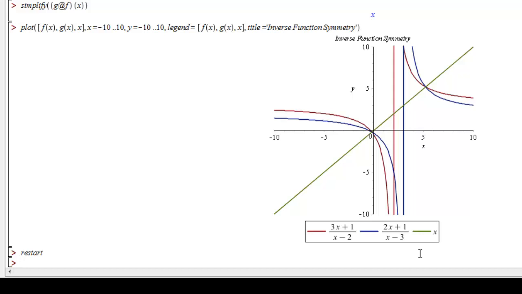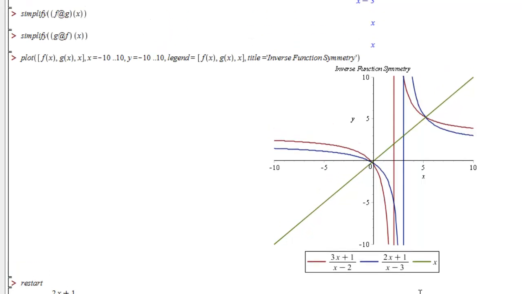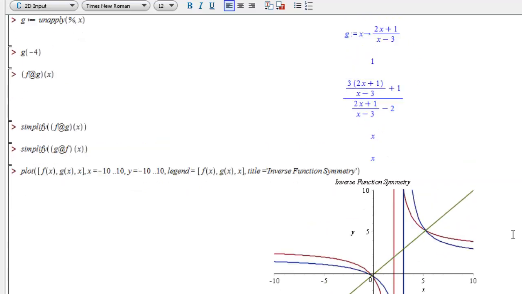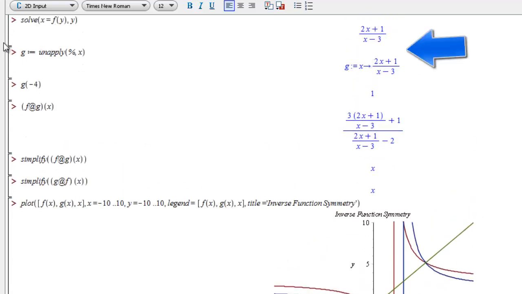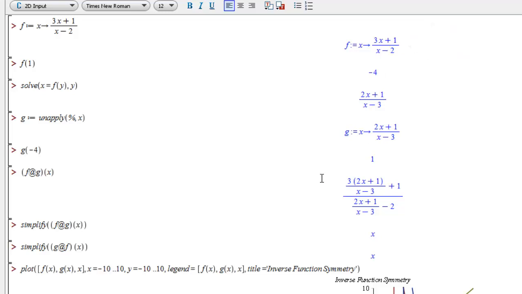So I'm going to restart to clear all my function definitions. And I'm going to take f now to be the function that takes x to 2x plus 1 over x minus 3, which is what was our g of x that we got by finding the inverse function of 3x plus 1 over x minus 2 earlier.